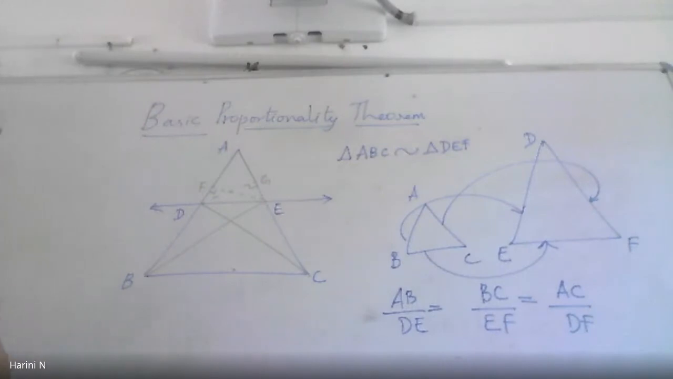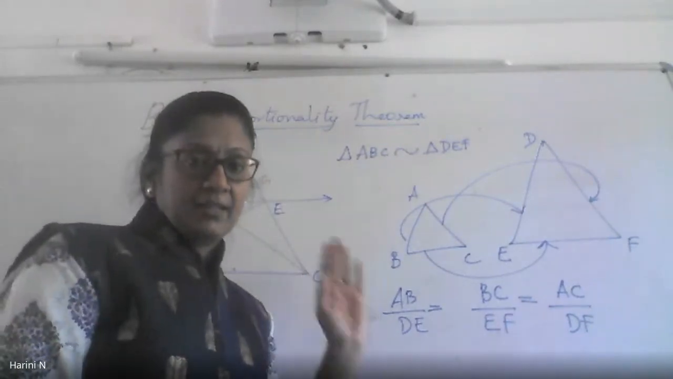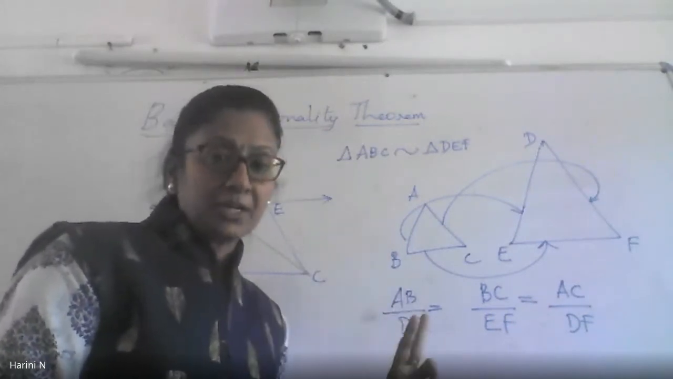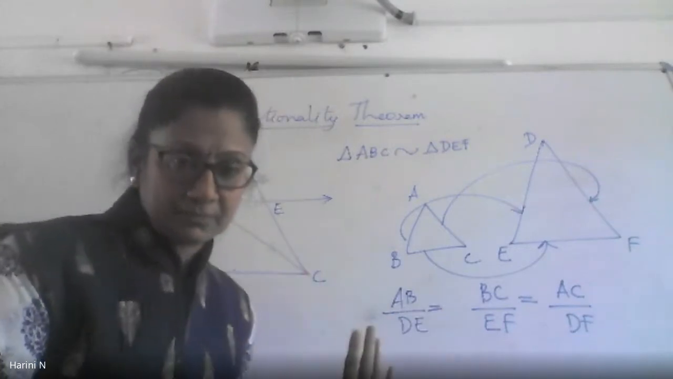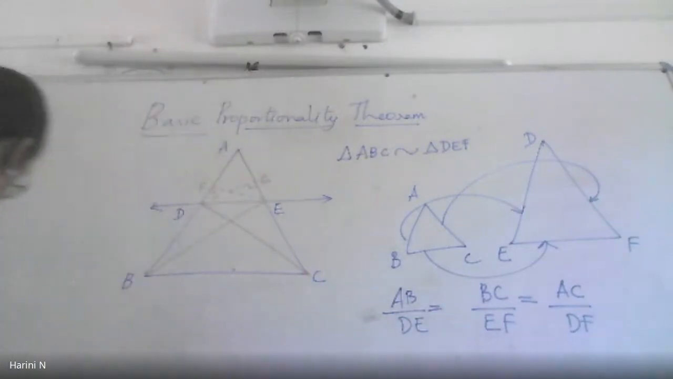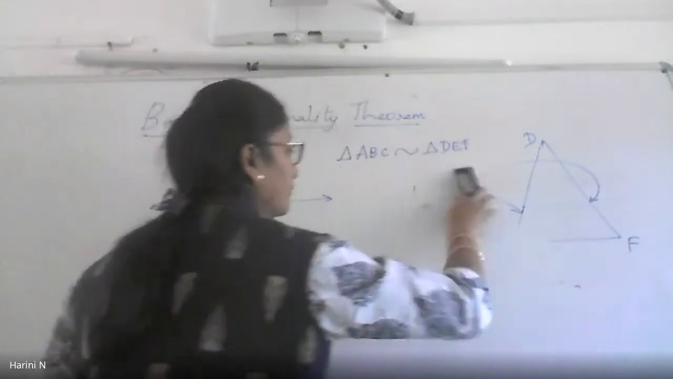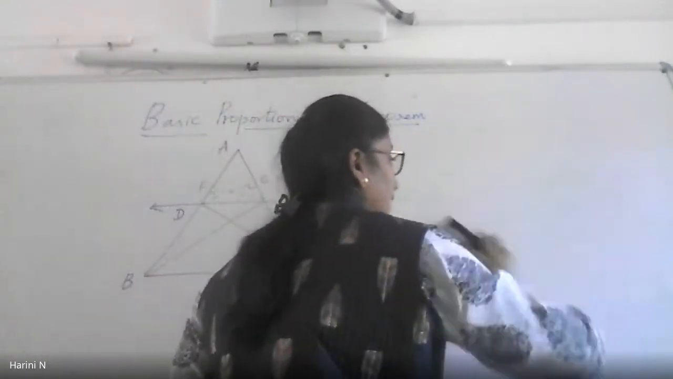So when two triangles become similar, the two conditions should definitely be satisfied. Their corresponding sides will be proportional and their corresponding angles will be equal. Then only the two triangles become similar. I hope I have spoken enough about similarity. Now this similarity of triangles will lead us to the first theorem in triangles, which is the basic proportionality theorem.